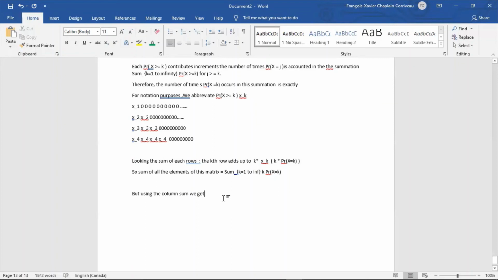Now, using this column sum, what do we get? We get that the kth column adds up to, maybe I'll make it more obvious, the sum from j equals k to infinity of the probability that x is equal to j. So on column 2, I start at 2. On column 3, I start at 3. On column 4, I start at 4. So on column k, I start at k, and I add all of these probabilities, which is, by definition, the probability that x is greater or equal to k.